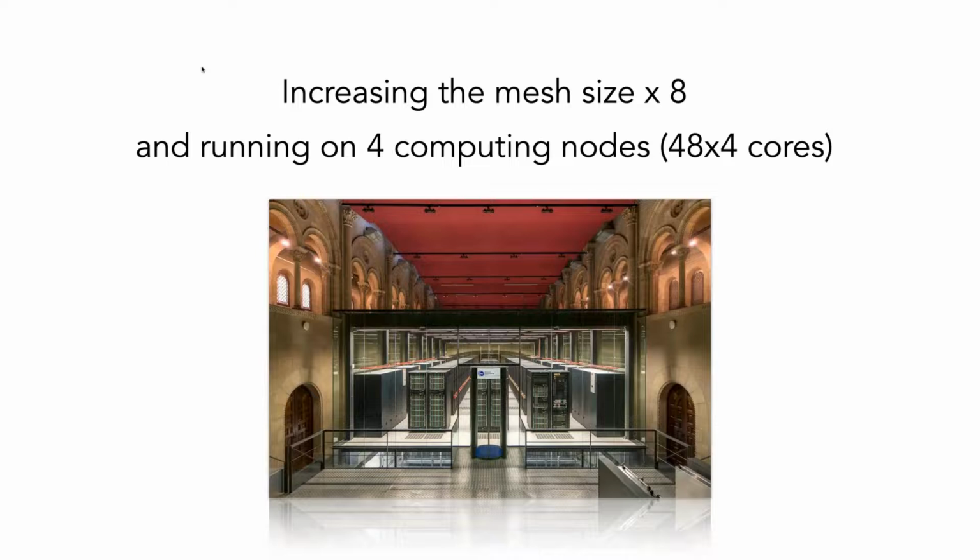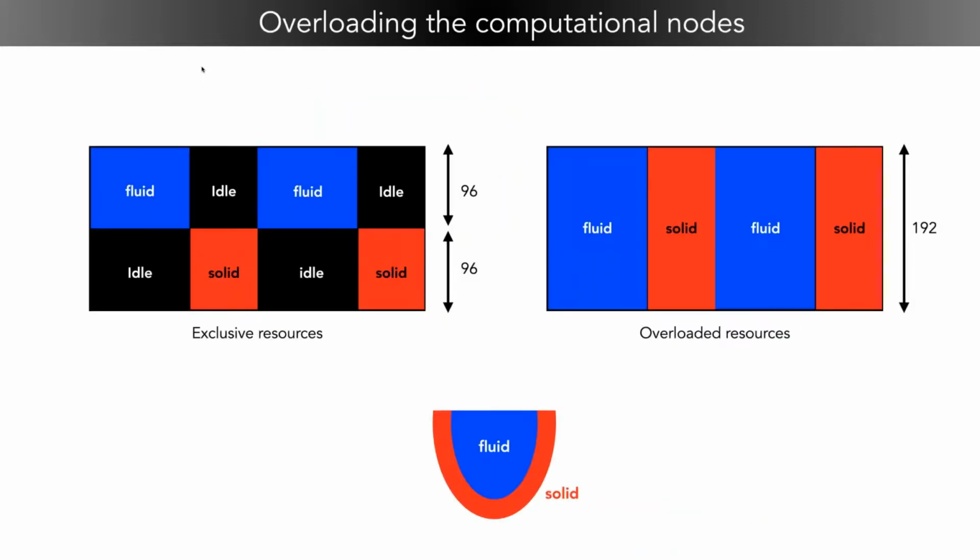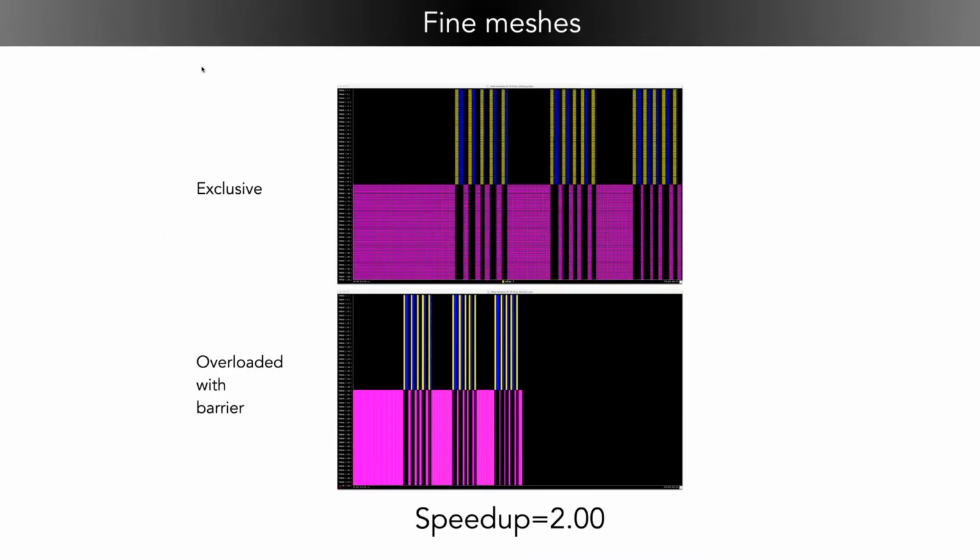Okay, now what we have done is to run the same problem on a larger mesh. So it's 3 million for the fluid and almost 4 million for the solid. Okay, so in this case, when you are using several nodes, you have to make sure that in each node you are mixing fluid and solid, because if you want to overlap computation, you need to work both physics on all the nodes. Okay, so this is the results using the exclusive and using this overload with barrier, and the speed up in this case is 2.